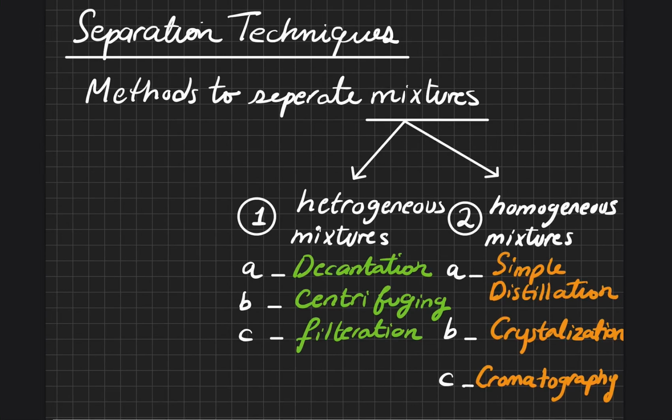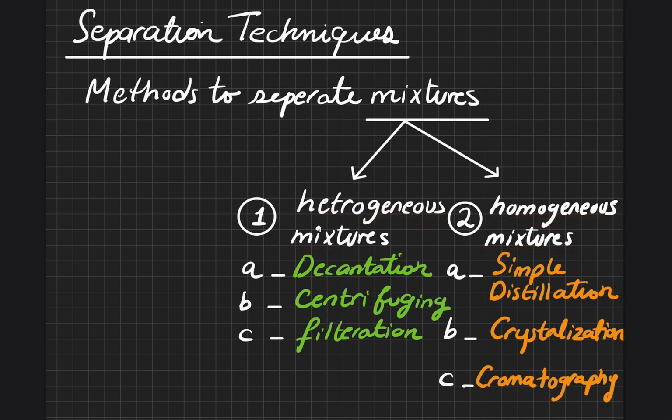Hello students, in this video we are going to continue with chapter 2 on separation techniques, and we know that separation techniques are methods used to separate mixtures, okay? And the mixtures are made up of more than one pure substance, and we have two types of mixtures. We have heterogeneous mixtures and homogeneous mixtures.